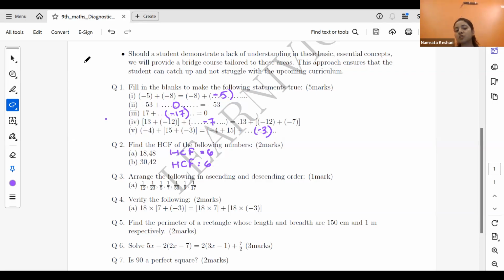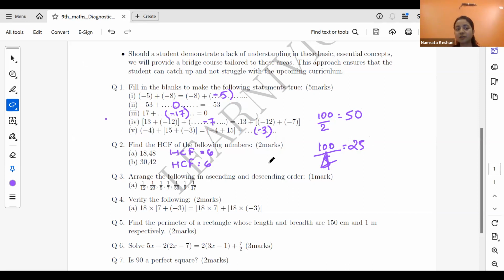Yes, Gauri. 100 by 2 is bigger or 100 by 4 is bigger? Ma'am, I got it. Give me 1 minute. Ma'am, which one is bigger, right? 100 by 2. So if the denominator is smaller, then the result will be bigger. It makes sense. Yeah.